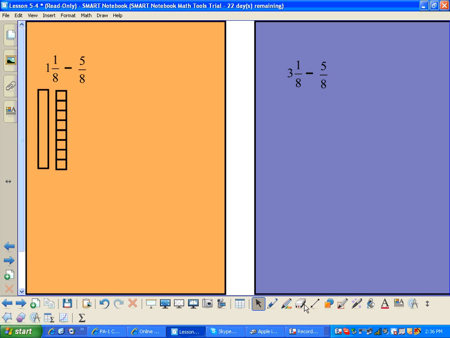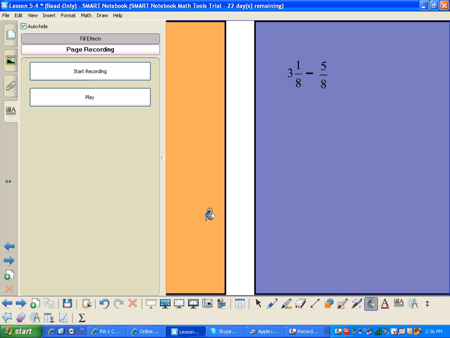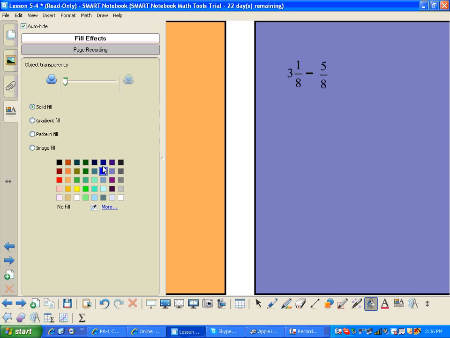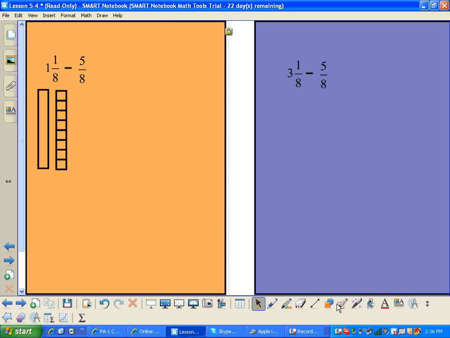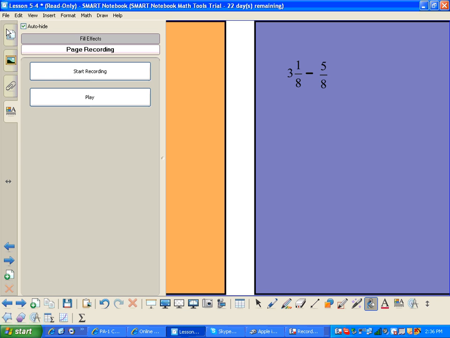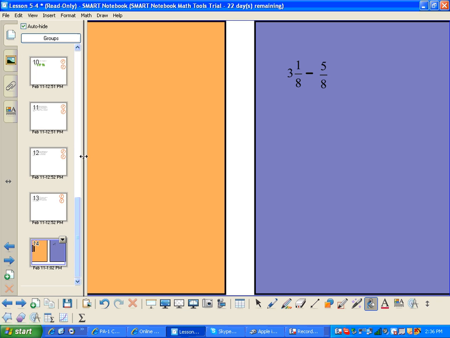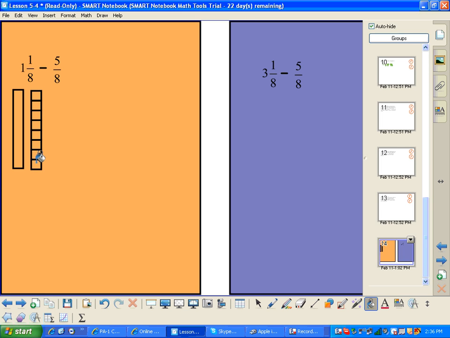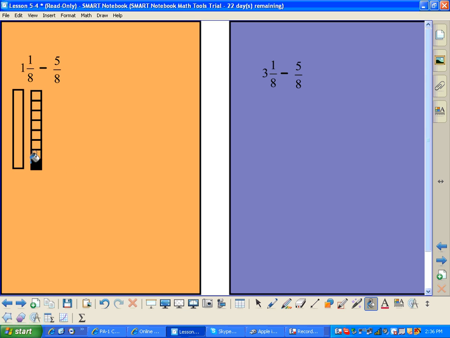To show that we only have 1/8, I'm going to fill it in with dark blue. Actually, I will fill it in with black because that's what we have. That way you'll see the black on both sides. So anything that is filled in with black, you will see. Pardon me while I move this around. There we go. So we have 1 and 1/8. And from that 1 and 1/8, we now need to subtract 5/8.